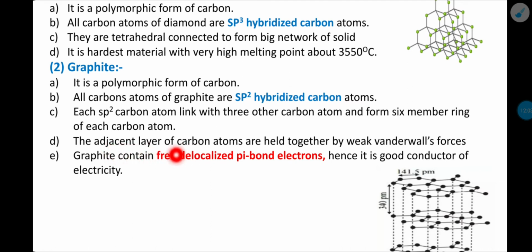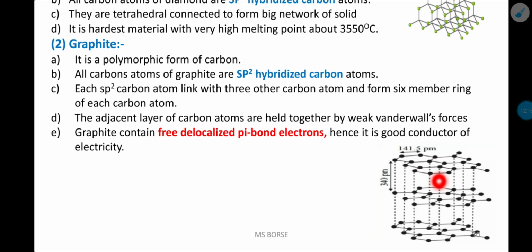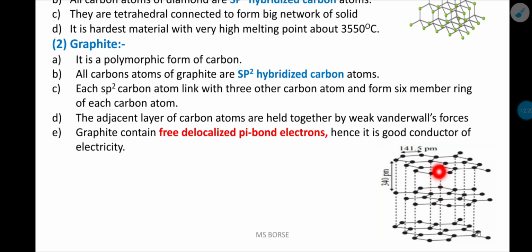The adjacent layers of carbon atoms are held together by weak van der Waals forces. That means this is one layer of hexagonal rings, and this is the second layer of hexagonal rings. Between the layers there are weak van der Waals forces of attraction, maybe hydrophobic interaction. That's why the appearance of graphite is smooth, because of these weak forces between the hexagonal rings.